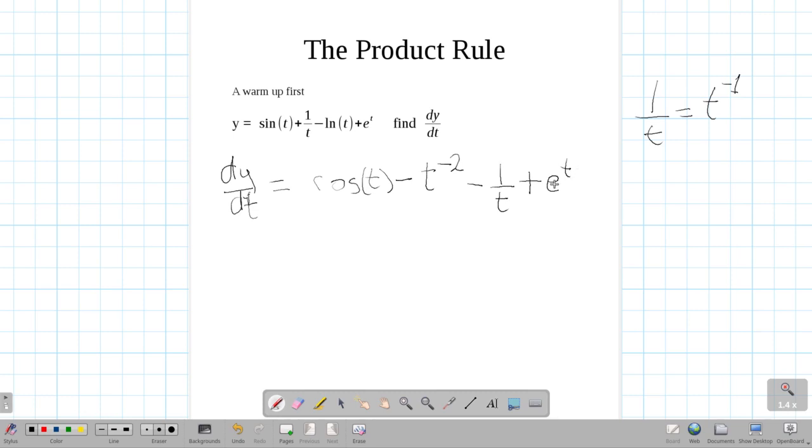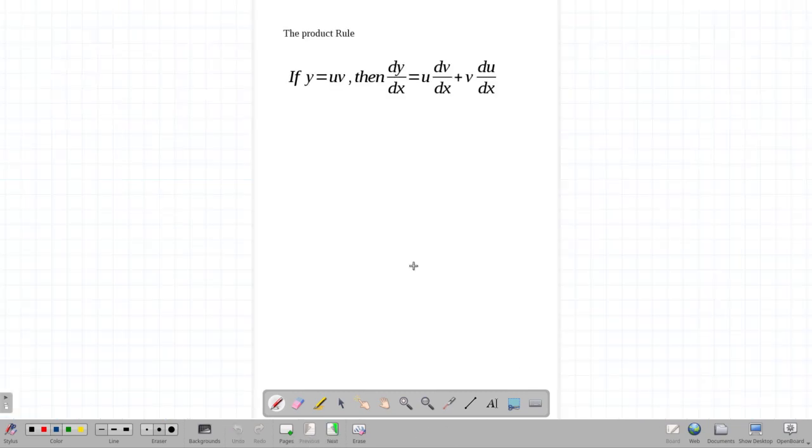Okay, so that's the beginning. Let's have a look at the product rule. So this brings us to the formula, or the rule. So what we've got here is, if y equals u times v, then we use this rule to solve the problem. What does that mean?